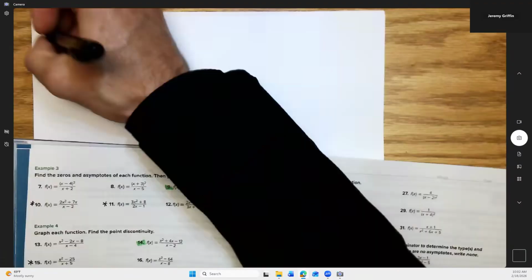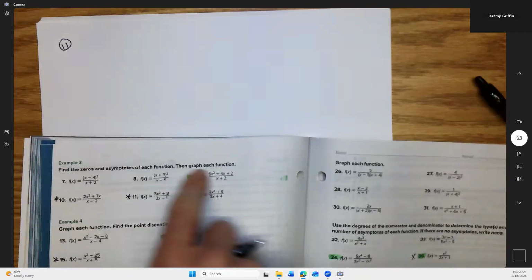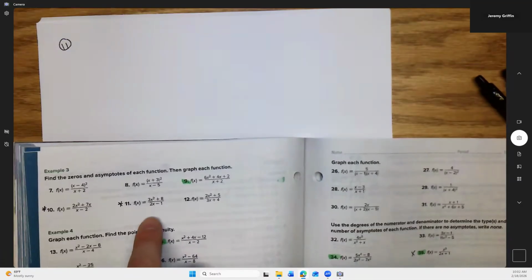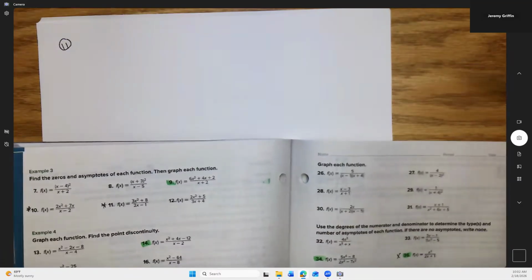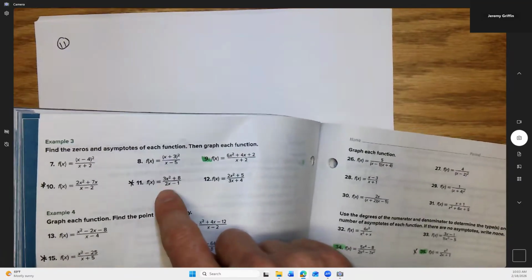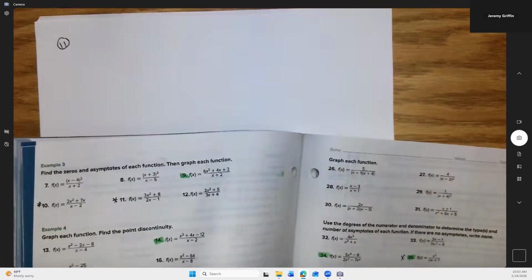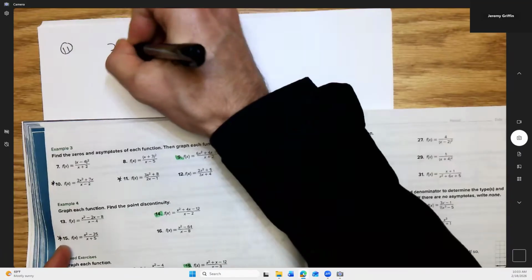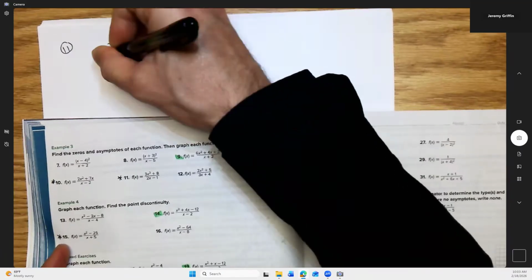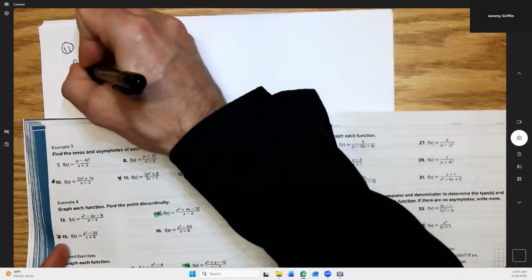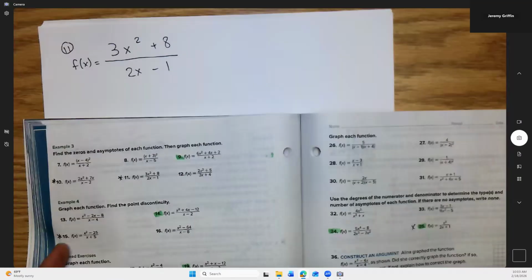Let's do number 11, the very next question. There's a whole section up here where these are all going to have an oblique asymptote. The reason I know, or at least what would indicate that's probably the case, is that all these have a degree of x on top that's one more than the degree of x on the bottom. So when you do long division, you get a linear quotient. Like this one says 3x squared plus 8, all divided by 2x minus 1. We say this f of x equals all that.